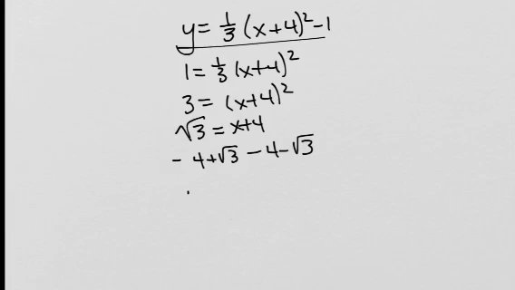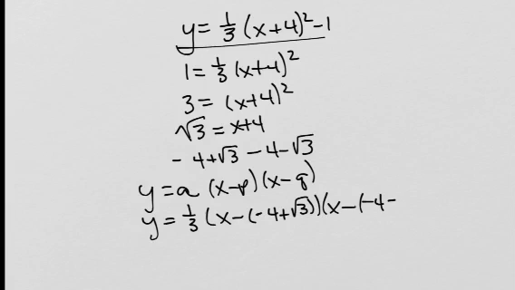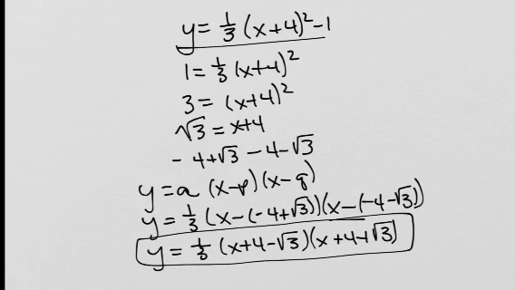And I can plug those into the intercept form, y = a(x - p)(x - q). I know my a is 1/3 from my previous equations. (x - (-4 + √3)) times (x - (-4 - √3)). And distribute those negatives in. y = 1/3 (x + 4 - √3)(x + 4 + √3). And that is my somewhat icky intercept form.